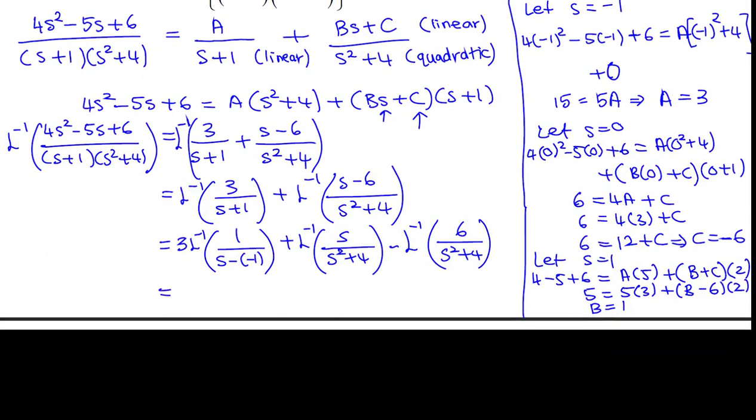So you can look at the table. You will get 3e^(−t), since a is negative 1. And then plus, this one is cos 2t, and then minus 3 sin 2t. You can refer back to the video before on how to get the f(t), so you can get this answer.